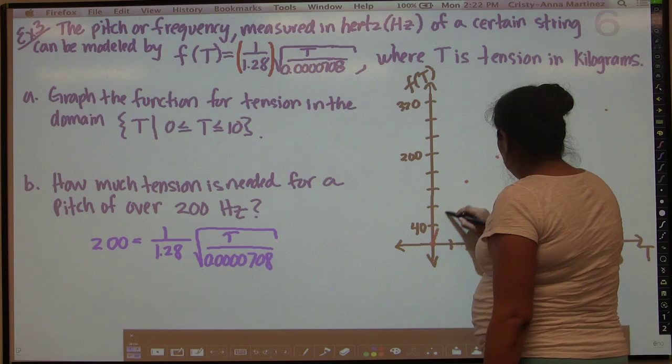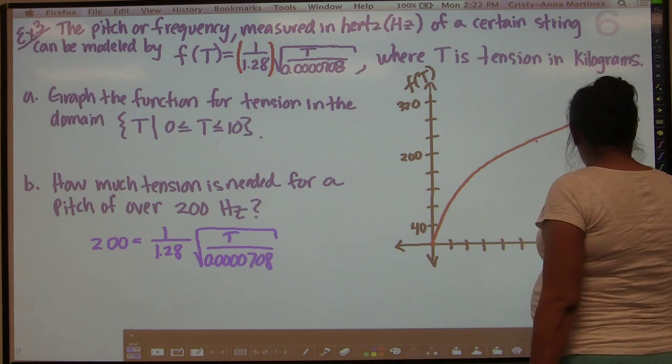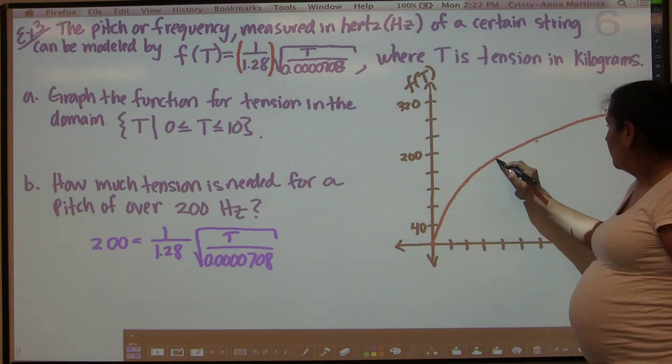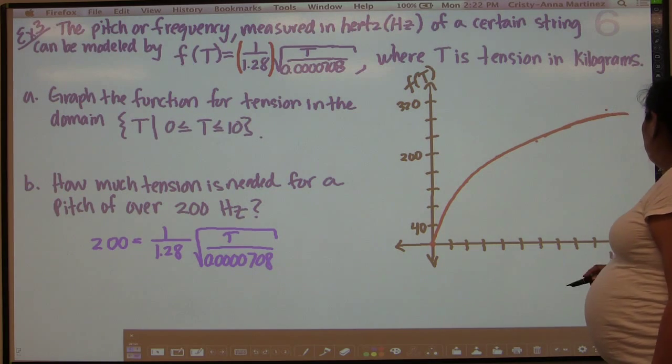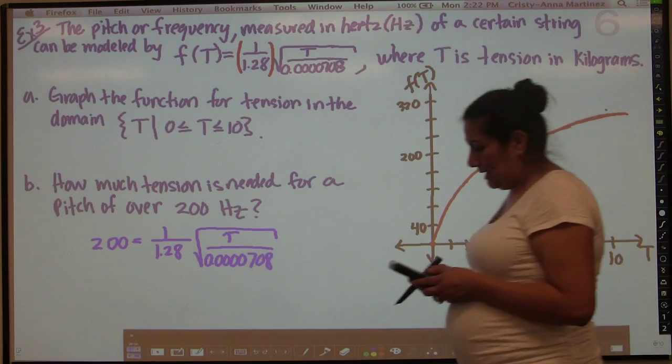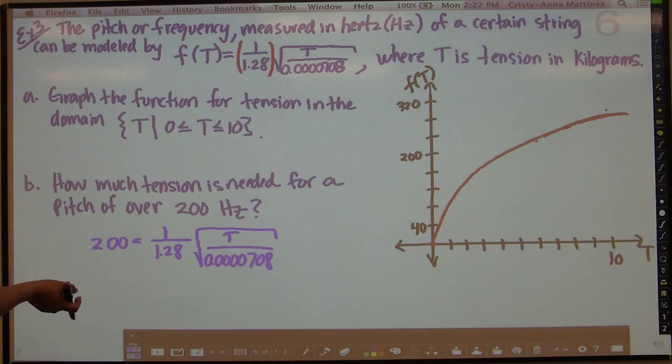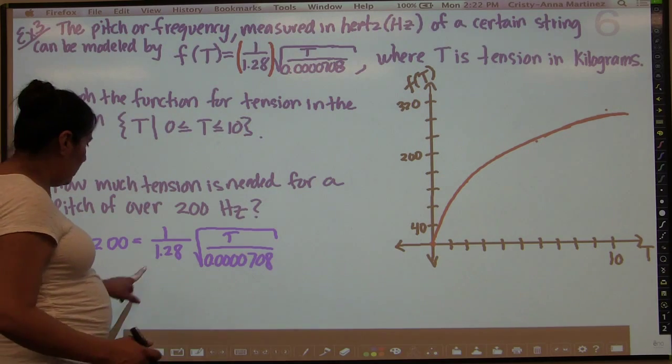So we get our graph, and it kind of looks something like that. My points aren't exactly on there. These first few were kind of better than the last ones, but you get the idea. That's what the graph looks like. So they wanted us to graph it for our domain, and you can use your calculator to help you. And then for this part, we want to solve this equation.